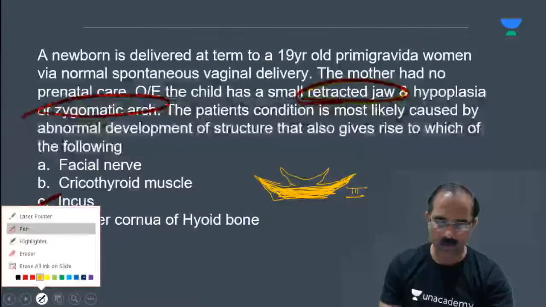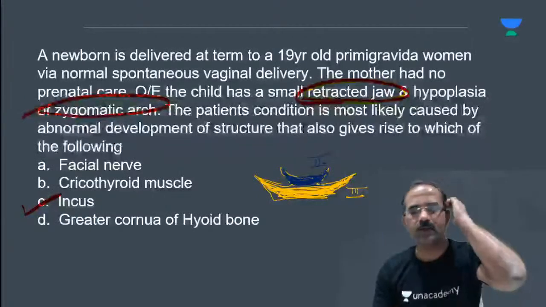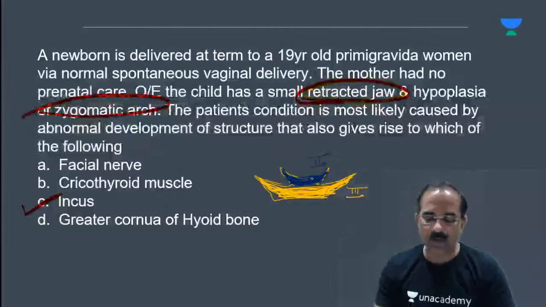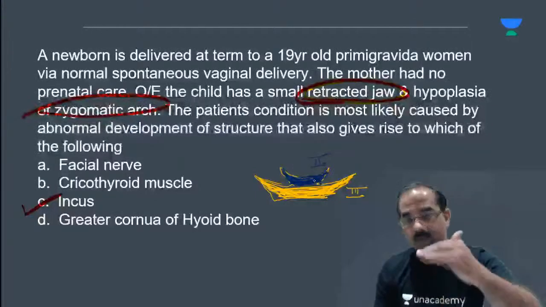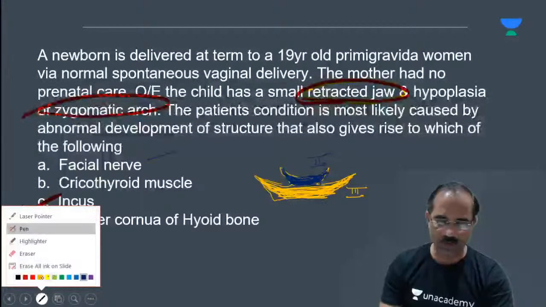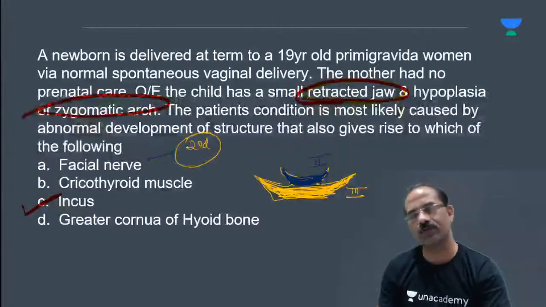The lesser cornu of the hyoid bone, this one, and the upper part of the body of the hyoid bone are derived from the second arch. The greater cornu and the lower part of the body are derived from the third arch. The facial nerve is the nerve of which pharyngeal arch? Students, the facial nerve is the nerve of the second pharyngeal arch.